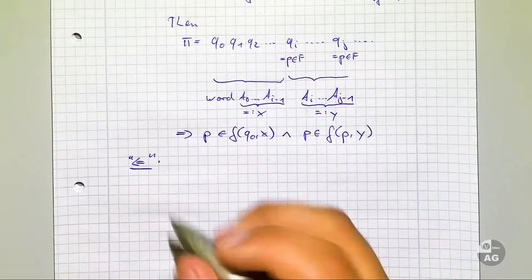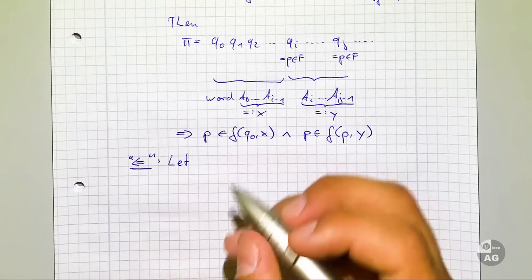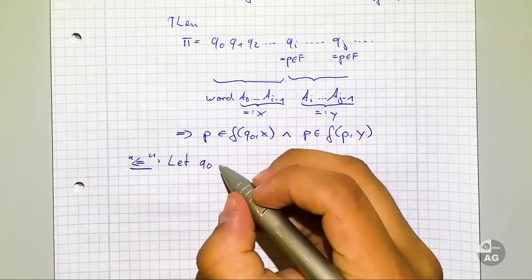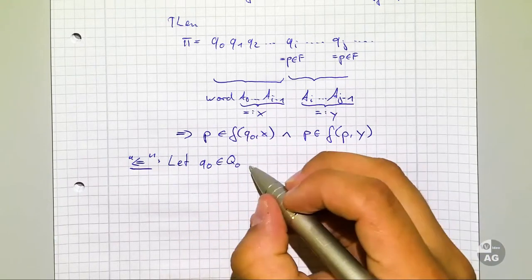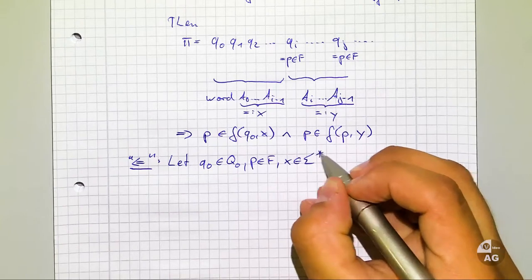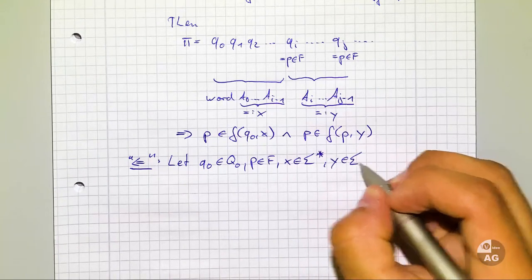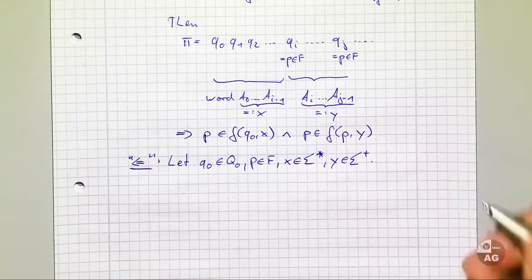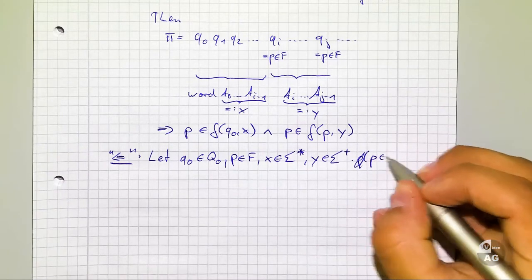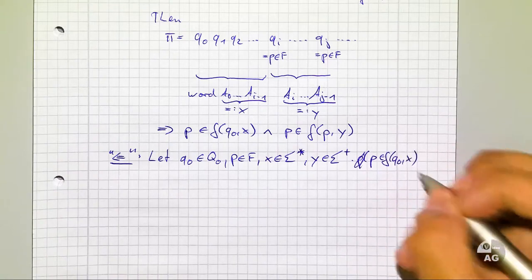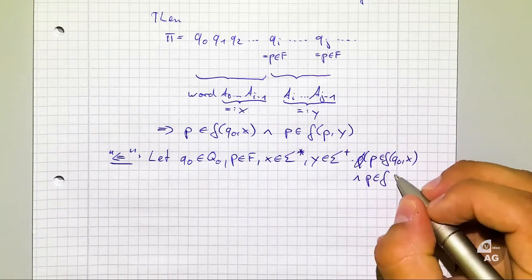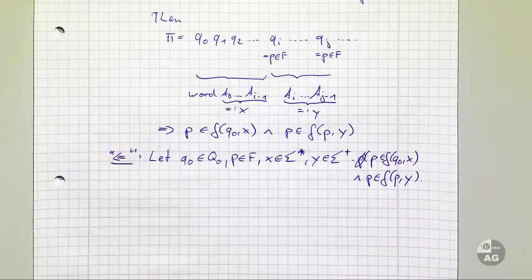Let's do that. Okay, now for the sake of clarity, let's write down the whole thing again, just to make sure that we have our assumptions. So we take q0 in the initial states. We have an accepting state p in F. We have a possibly empty finite word x. We have a non-empty word y, such that p is in delta of q0 and x. We can go via x from q0 to p. And we have p in delta of p and y. This is just the condition.